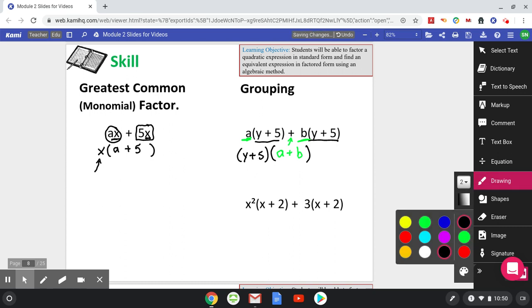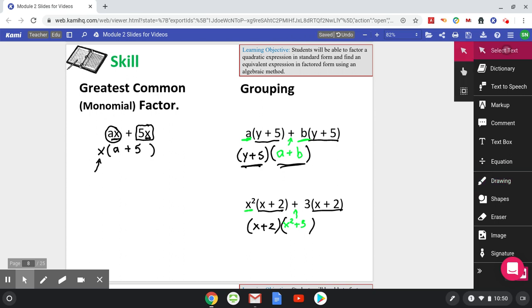As you can see, we get two factors. One of the factors is y plus 5, the other factor is a plus b. Similarly, we will be doing the same thing at the bottom one. Both terms have the x plus 2 in common. That means we will be taking x plus 2 outside, and what remains on the inside would be the x squared. Again, there's a plus 3, and we have the two factors.